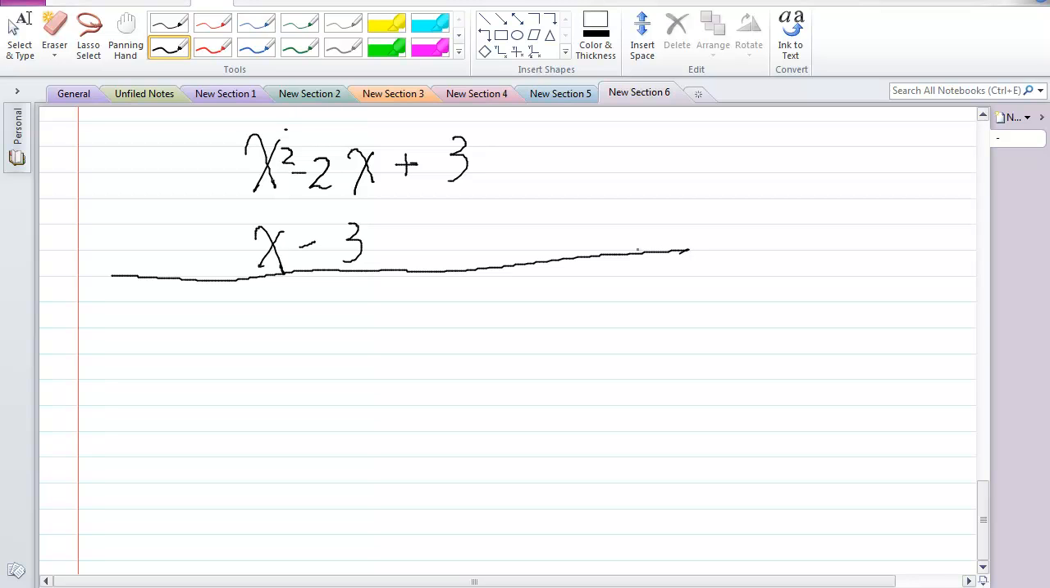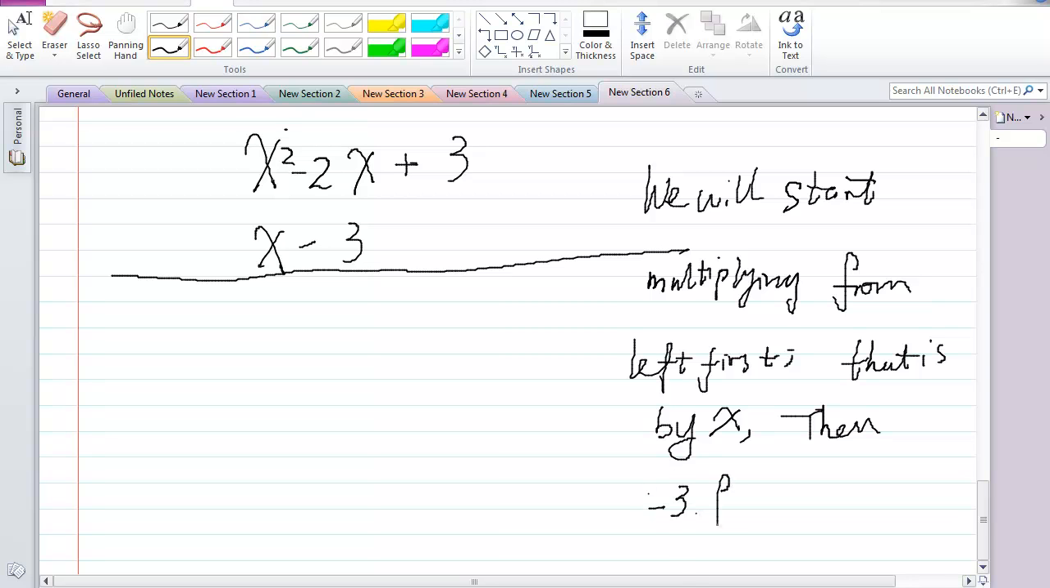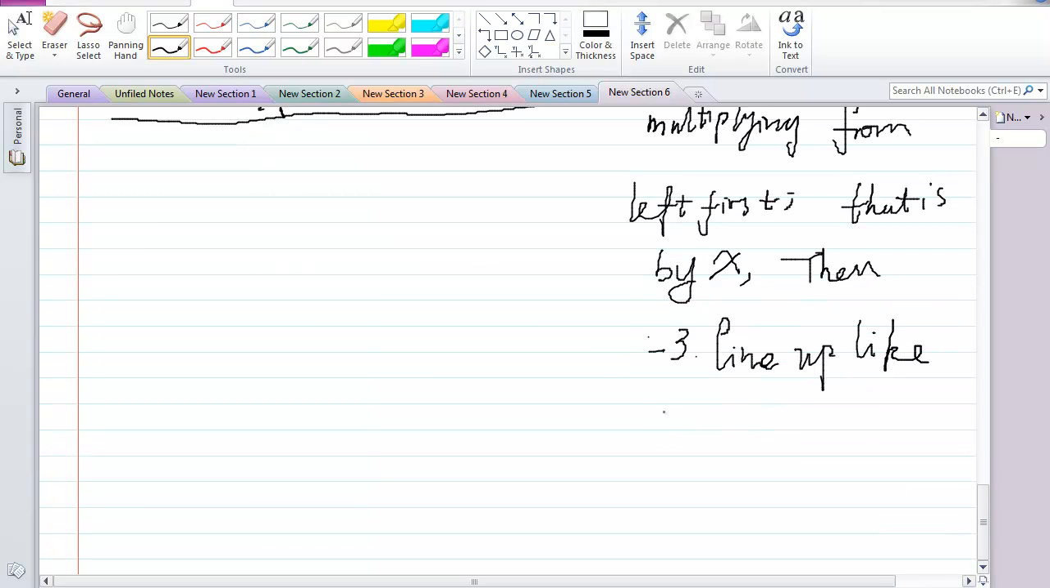Notice that we will start multiplying from the left first. That is, start by x. Then we should move on to multiply by negative 3. And then line up the like terms and add.